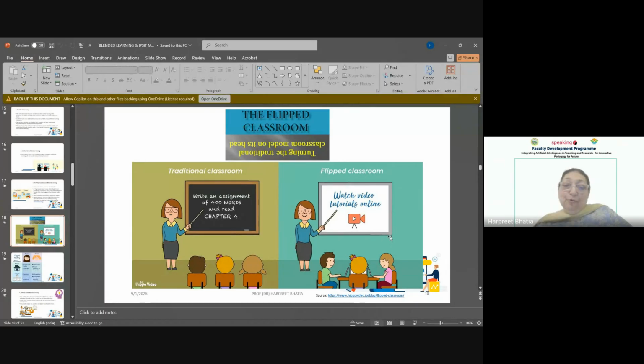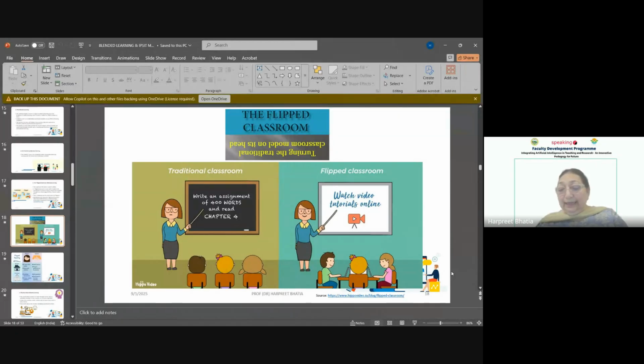So the kind of homework that the student is getting is different. In the traditional classroom, they are being taught in the class, and then they are given work which they are supposed to be doing at home. And in the flipped classroom method, it is absolutely the opposite: they are given the material to be read at home. What the teacher would have taught in class, they do at home and come. And when they come to the class, they are having discussions, activities, projects based on what they have learned.